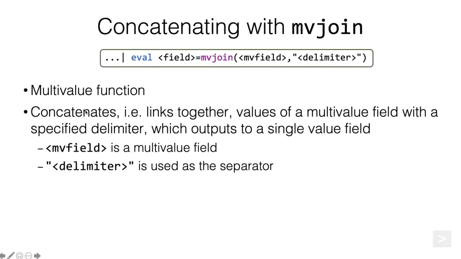The mv-join function allows you to concatenate multi-value field values into a single value field, separated by a delimiter. The result of mv-join is a single value field.